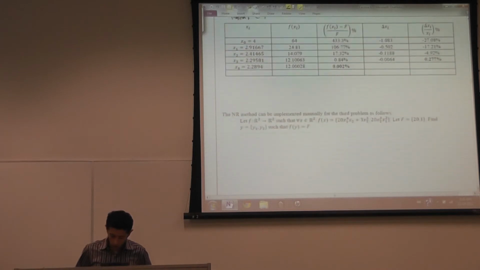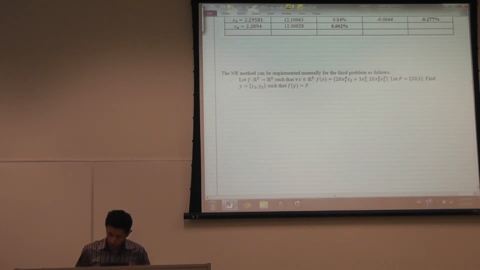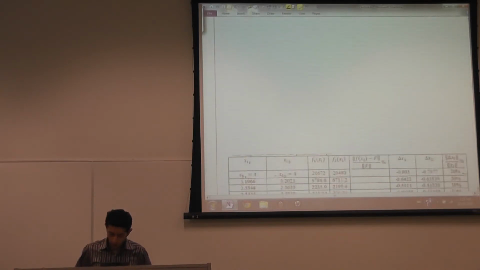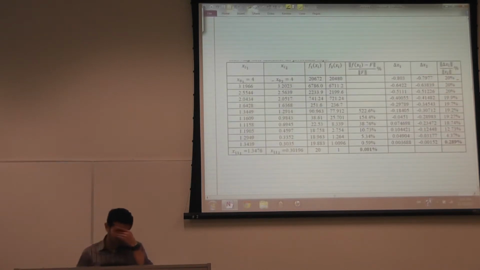I was solving this one, and I just want to show you the table. When x naught 1 is 4 and x naught 2 is 4, this is the first component of the vector solution, the second component of the vector solution. Now the percent difference, f of x minus F divided by F, is actually huge. That's why I didn't even put it here. And then delta x1 and delta x2 are these. These turn out to be 20%. When you look at the norm of the vector, it's 20%.